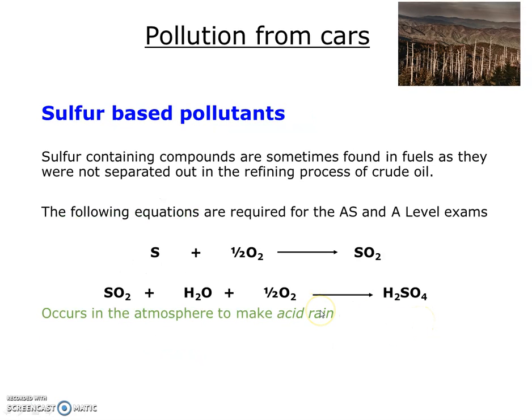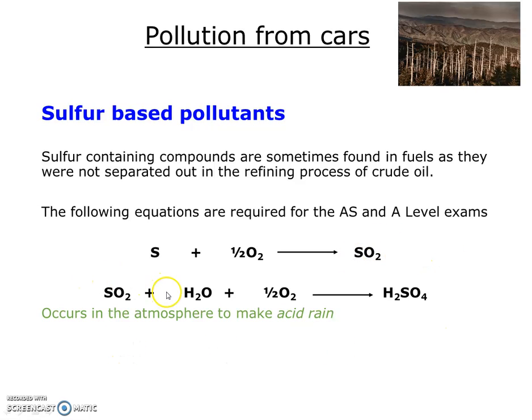The sulfur-based pollutants are a little more tricky in terms of their equations for the AS chemistry and A-level chemistry. So, sometimes you find sulfur-containing compounds trapped in the fuels, particularly in diesel, and some petrol manufacturers make a big thing about having low sulfur diesel. It's less of an issue in petrol, but nevertheless, the sulfur reacts with oxygen in the car engine, or if we're using it in a power station, it can make sulfur dioxide.